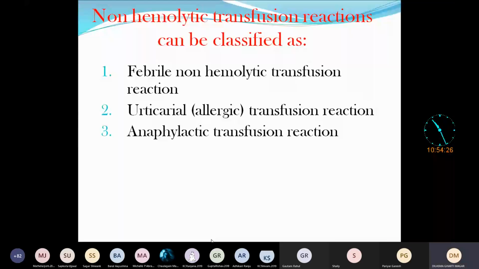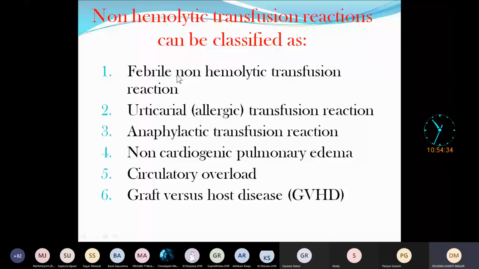So the non-hemolytic transfusion reactions can be classified as febrile non-hemolytic transfusion reaction. Febrile means only the fever will be there. Or there can be the urticarial transfusion reaction, so there can be just allergy only. So urticarial or allergic transfusion reaction can be there.